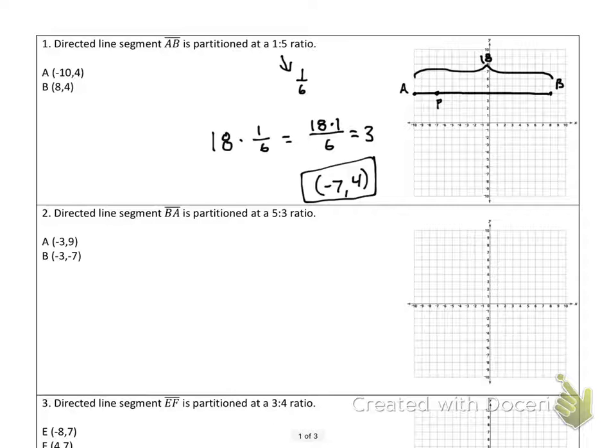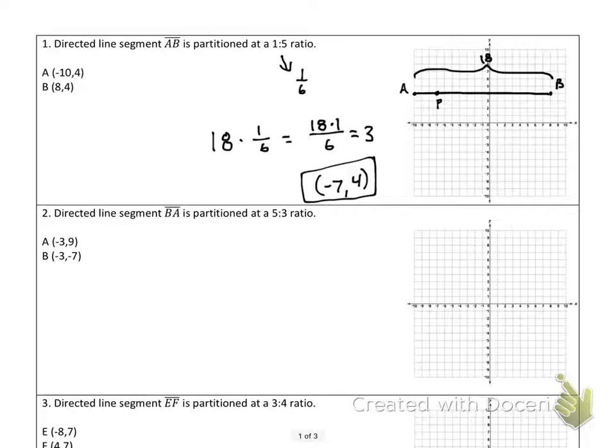All right, and just to show this and make it look a little bit more like... 1/6 was from the ratio, that 1 to 5 converted into 1/6. Remember, A over A plus B. And we can make sense of this.